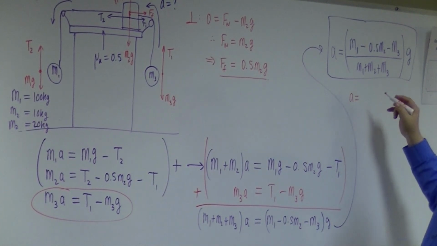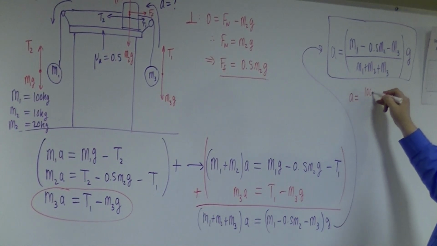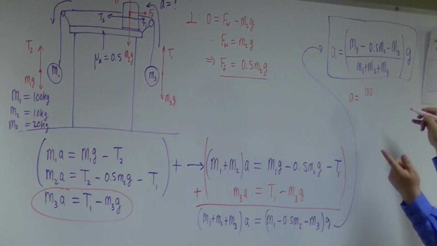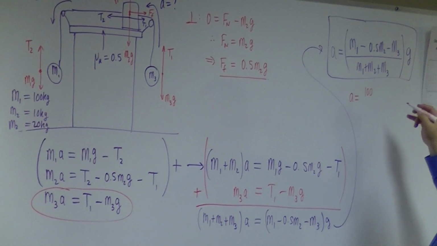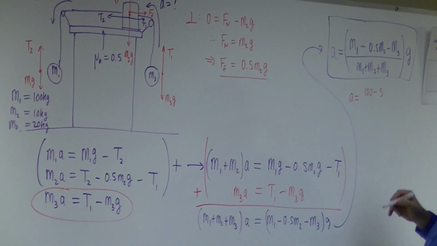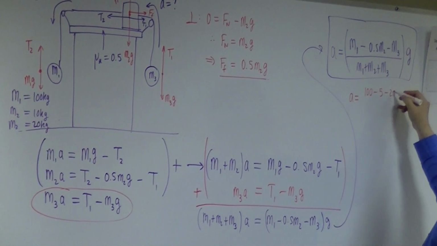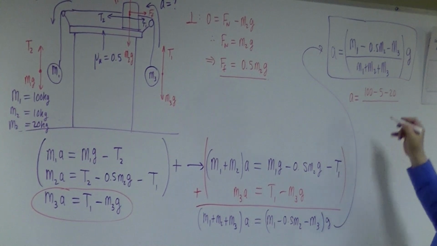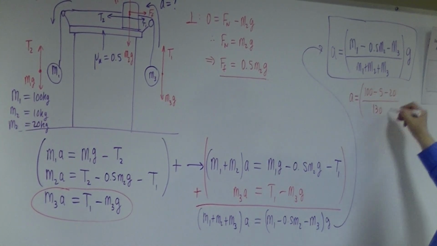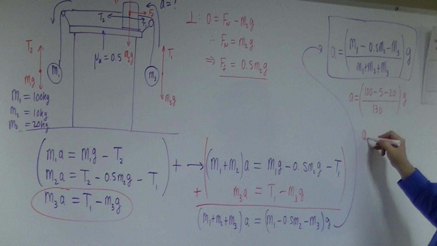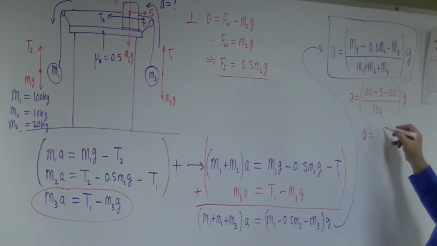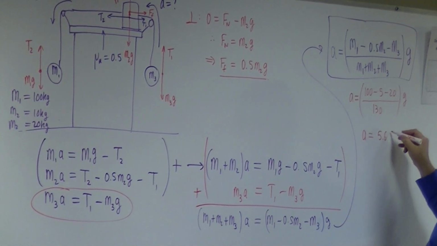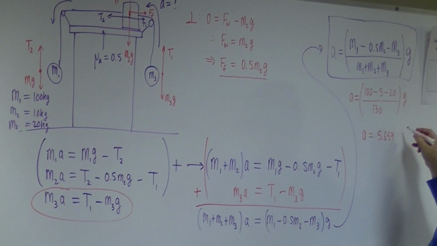So anyway, M1 was 100, so I got 100. The kilograms will cancel, so let's just forget the kilograms. 0.5 of M2, well, that's just 5. M3 was 20, so minus 20. Divided by, that looks like 130 to me. Times g, so the acceleration is something like 5.654. Is that meters per second squared or is that feet? Meters per second squared. Okay, I'll take it. Thank you.